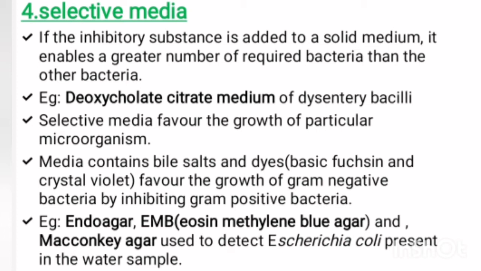Another example for the selective media is CMC agar. The medium containing cellulose is effective in the isolation of cellulose digesting bacteria. CMC agar contains cellulose that is effective in the isolation of cellulose digesting bacteria. This is all about selective media.